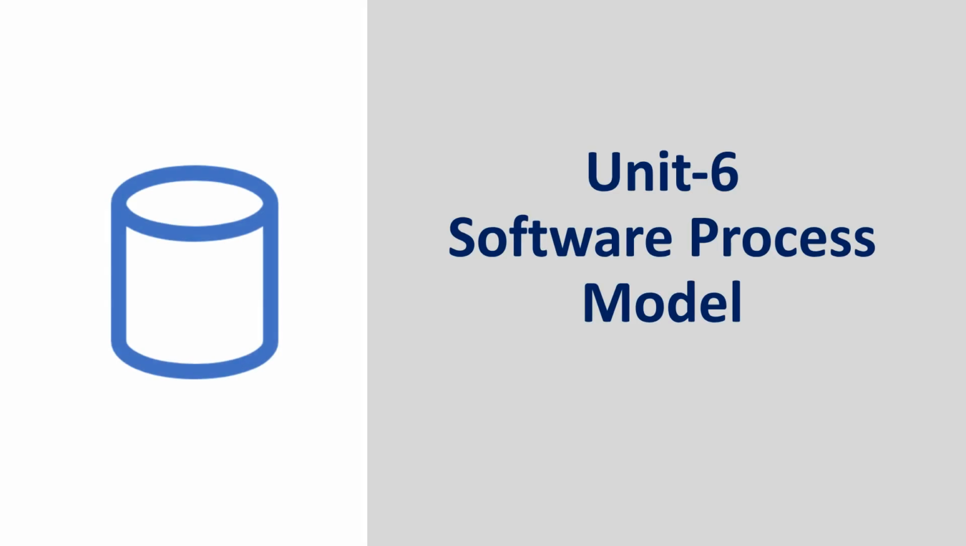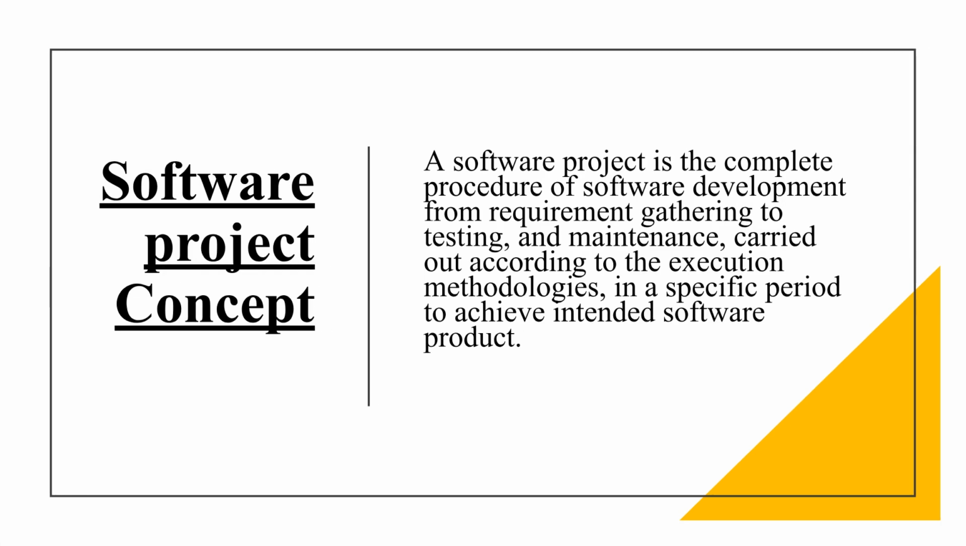Welcome to this video on the software process model, part of our series on software development. A software project is the complete procedure of developing software, from gathering requirements to final testing and ongoing maintenance.